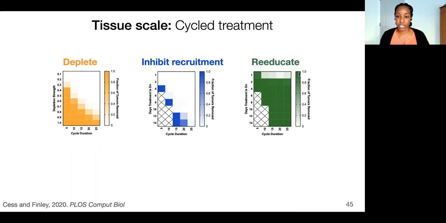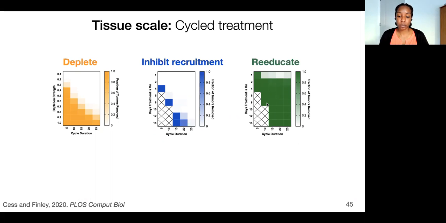And what I want you to take away from here is that inhibiting recruitment, when you cycle that treatment on and off, it's really not effective at all compared to continuous treatment, and also compared to the other 2 treatment strategies. And then re-educating macrophages is shown to be very effective across a wide range of settings. So even having a very long cycle duration, so 25 days of the cycle duration, and only having the treatment on for 2 days out of that cycle, even in that condition, nearly all of the tumors are removed.